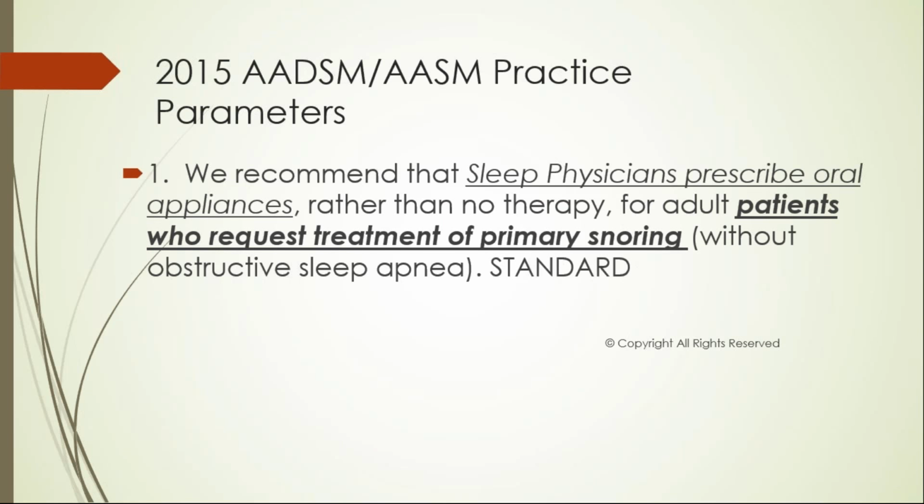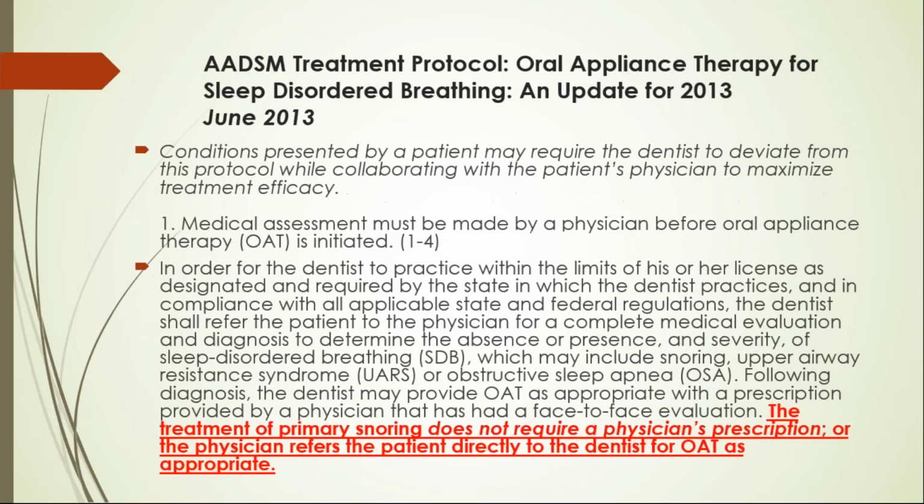We all know the AADSM, AASM practice parameters. The number one parameter says that we recommend that sleep physicians prescribe oral appliances rather than no therapy at all for adult patients who request treatment for snoring without obstructive sleep apnea. I can only surmise by that means a patient that's had a PSG and they snore, then the sleep physician then prescribes, which means writes a prescription for the appliance. That would seem fairly clear, but we've got this.